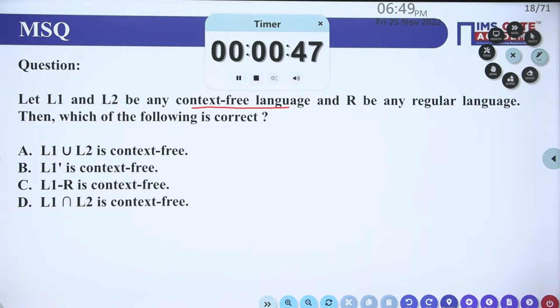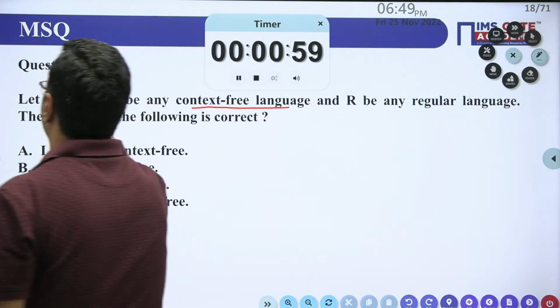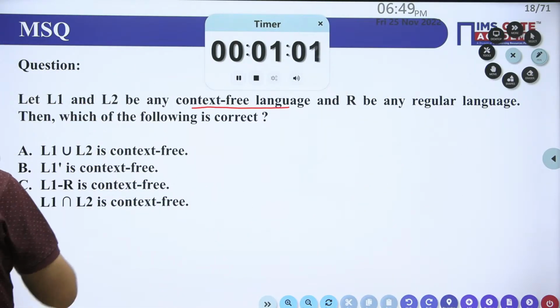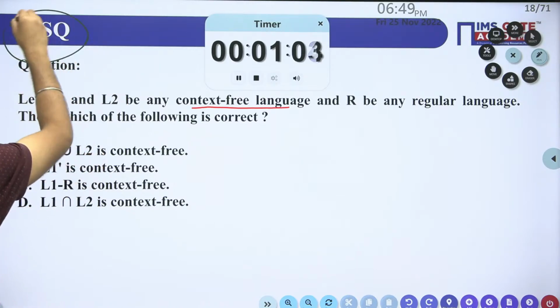So Gagan, you are incorrect. Cross check once again. So it's again an MSQ based question. Just remember that it's an MSQ based question. Just check out all the options.